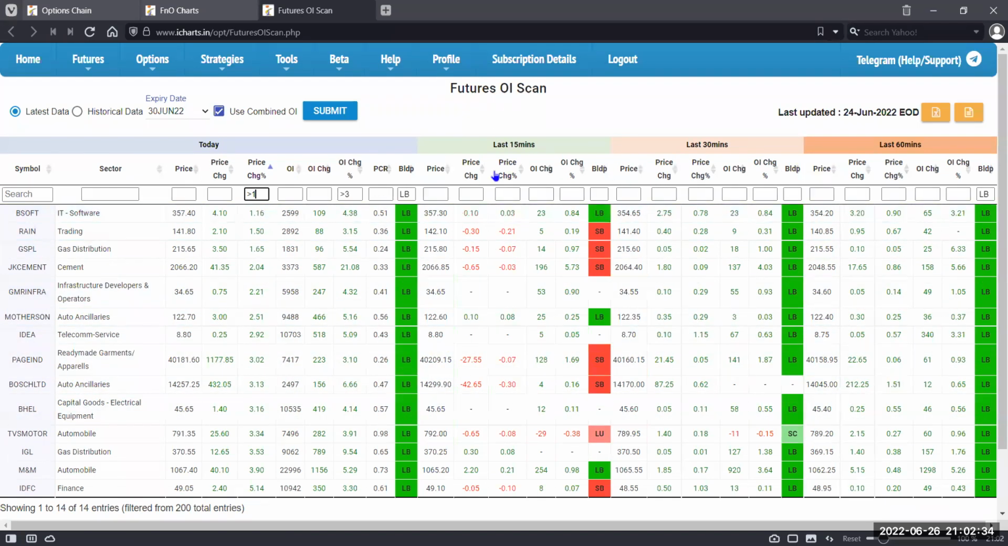This is the only kind of screener that we have, the intraday screener. We might add other screeners in the future, but currently this is the only one we have.